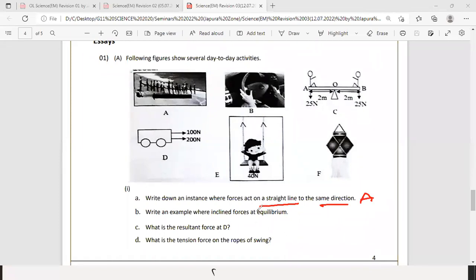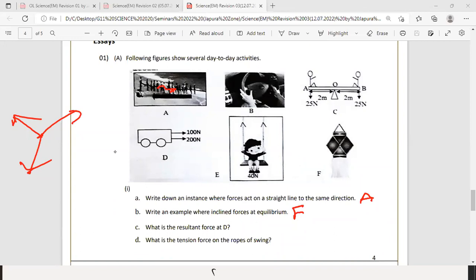Write the example where inclined forces are in equilibrium. In which figure the forces are inclined and in equilibrium. Inclined, that means something like this. Inclined forces. Yes. In which figure are the inclined forces acting? I'll ask the answer from Udamya, Himasha, Vihanga. F. It's F, right? Inclined forces are acting in figure F. Sometimes we call it non-parallel forces.